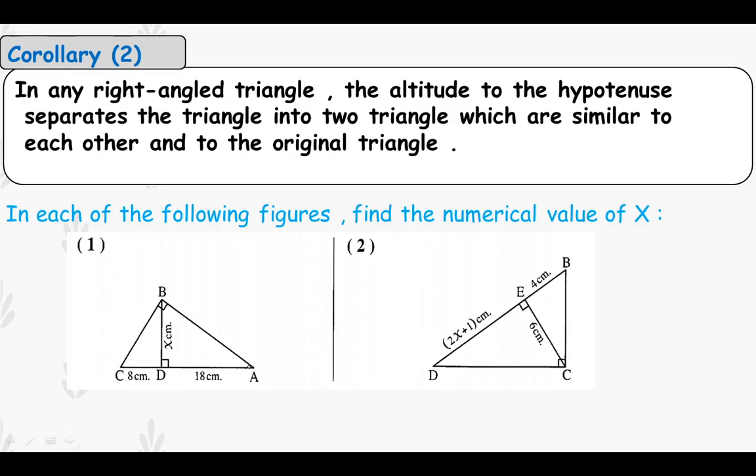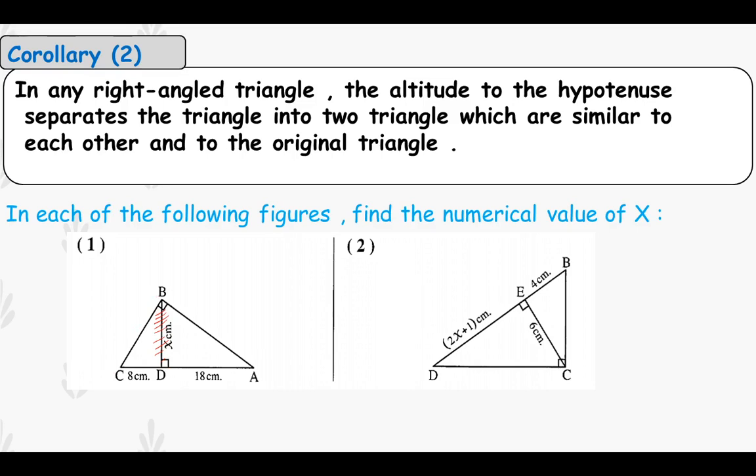In any right angle triangle, here ABC is a right angle triangle. The altitude means the height to the hypotenuse. So where is the height to the hypotenuse? The height to the hypotenuse is BD. So the altitude to the hypotenuse separates the large triangle into two triangles.